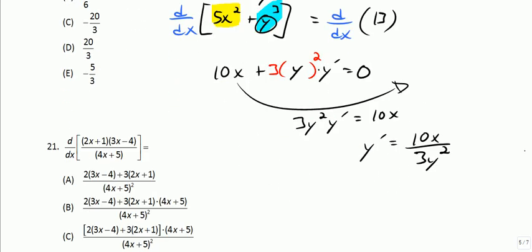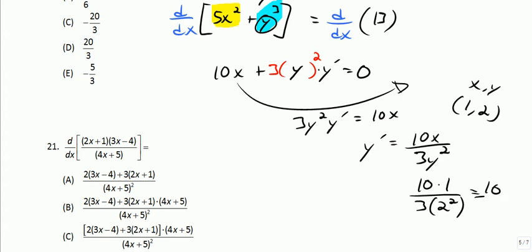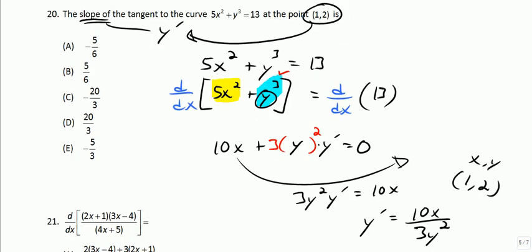You just got to plug the point 1, 2 in. 1, 2. You got x comma y. So plug in an x of 1, 10 times 1, and a y of 2. So that's 10 over 3 times 4, which is 12. 10 twelfths is, let's see, 5 sixths. 10 twelfths is 5 sixths. Okay, so we got B.